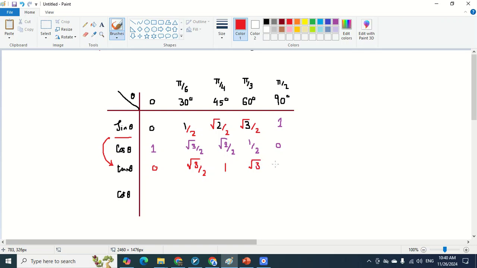And 1 over 0 is undefined. Right now, interchange their places for the cotangent. That means undefined replaces this part, 0 goes at the right side, roots of 3 over here, and roots of 3 over 3 at the right side, and 1 remains in the middle. The middle will be the same. So these are the values for the sine, cosine, tangent and cotangent.